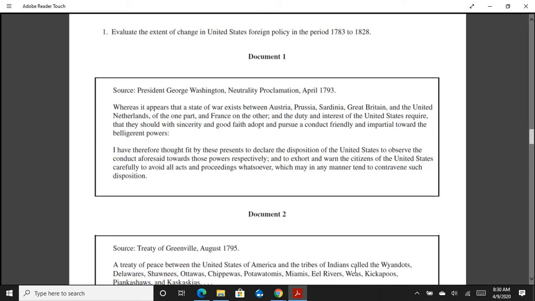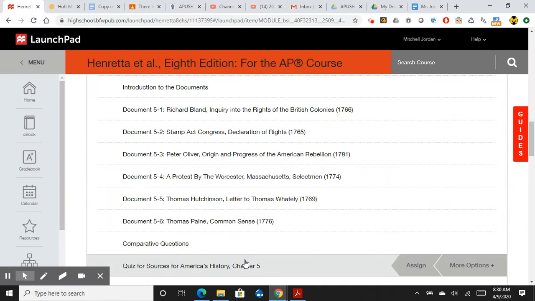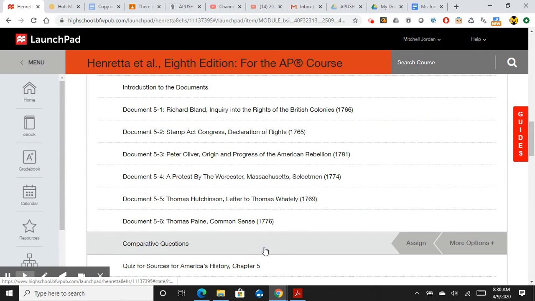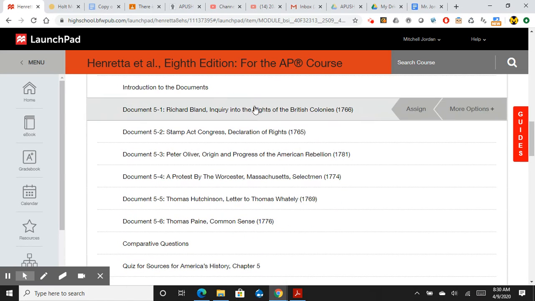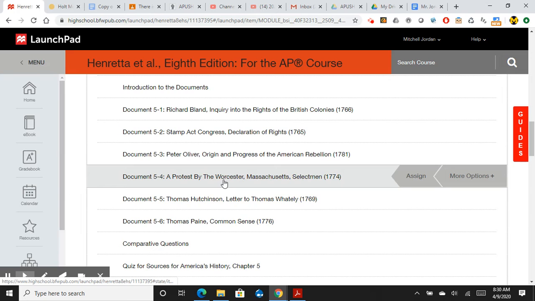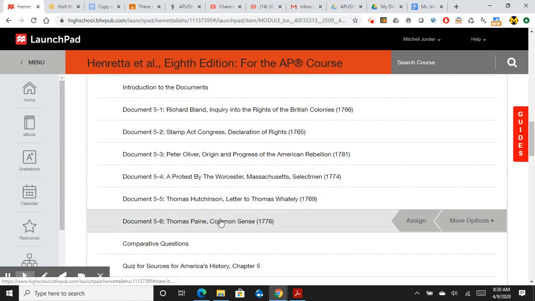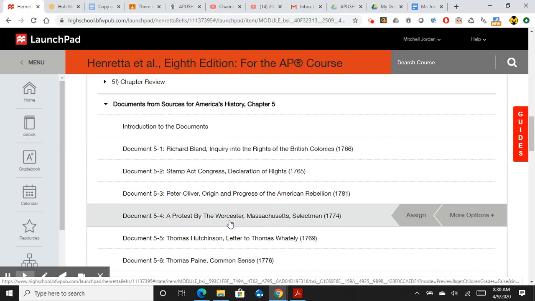So let me jump back to the book here. I pulled up the documents from chapter 5 of your textbook, and I'm not going to go through any one in particular, but it would be helpful for you guys on your own to take a look at some of these and, in your head or even on a piece of paper, note what the historical situation of each of these would have been.